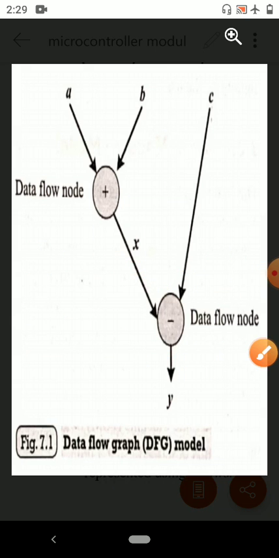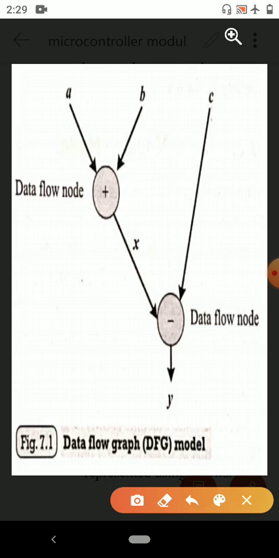This figure illustrates the implementation of a DFG model for implementing these requirements. See here, x equals a plus b, and y equals this x minus this c.